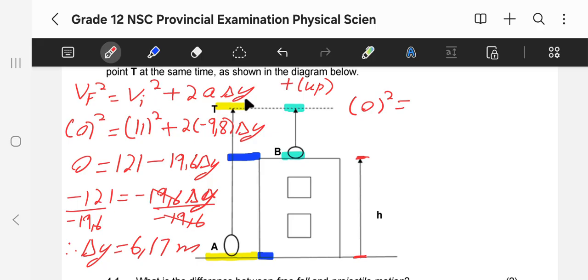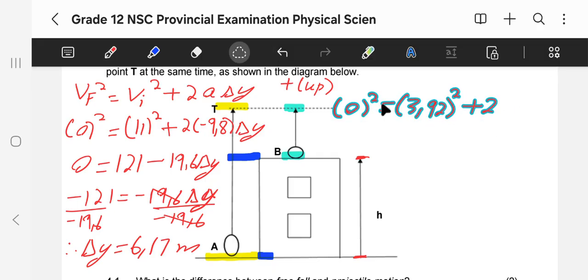What about the initial velocity? Remember, we found the initial velocity as 3,92. We will square it, and then we will say plus 2 multiplied by negative 9,8. Remember that because we chose upwards as positive, the acceleration due to gravity has to be negative since it's moving in the downward direction. Then we will square this one.